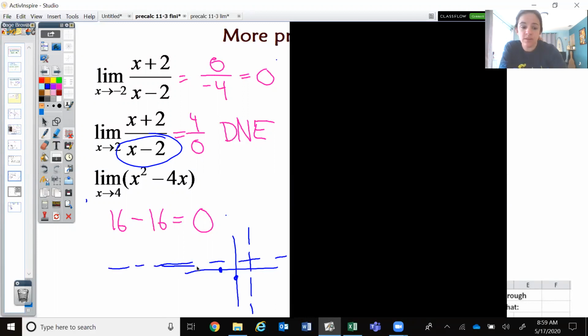So all this stuff that we did, that was section 2.6, I believe, where we were graphing rational functions. But if you remember all the things that we did graphing rational functions, it makes limits so much easier. Because if you know what this graph looks like, then you know that the limit from the right as x approaches 2 would be positive infinity, and the limit from the left as x approaches 2 would be negative infinity, and so the overall limit does not exist.